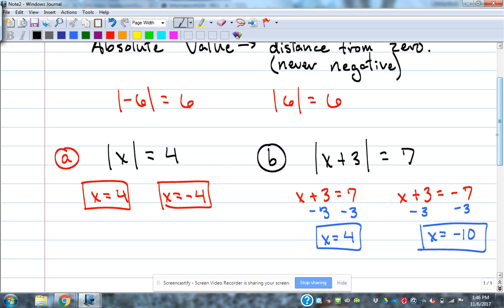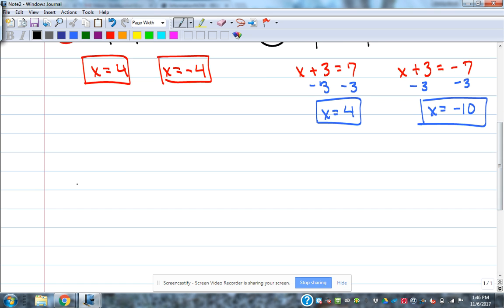We're looking for the value of x plus 3 that has a distance from 0 of 7. So distance from 0 of 7 can happen at +7, or it can happen at -7. So that's where those are coming from. The working part of this is, set it equal to the positive side, set it equal to the negative side. Really not much more to it than that.